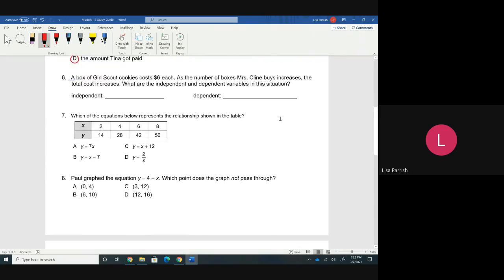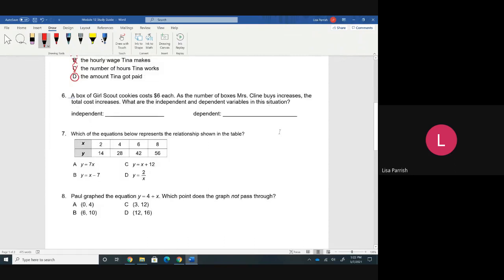All right, number 6 is also independent dependent. A box of Girl Scout cookies costs $6 each. As the number of boxes Miss Klein buys increases, the cost increases. So what is the independent and dependent variables? Well, we're talking about the number of boxes that she buys and the total cost. So does the number of boxes she buys depend on the total cost, or does the total cost depend on how many boxes Miss Klein buys? Okay, you want to think about that.